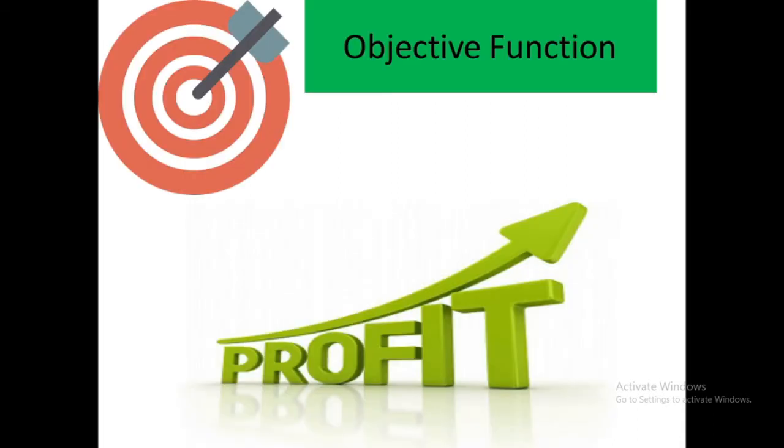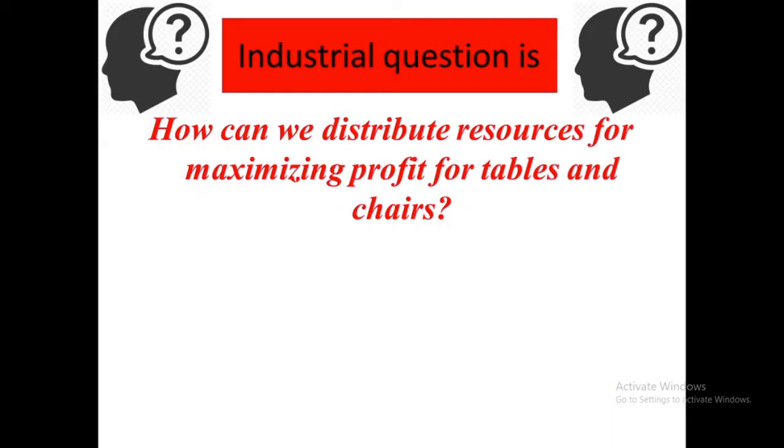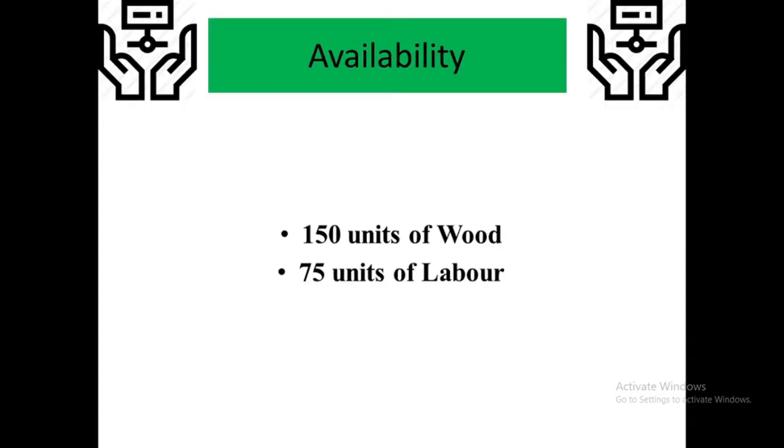Generally all industries have an objective function, like maximize profit. Maximize profit with the available resources like 4M: men, machine, material, and methods. Here the industrial question is how can we distribute resources for maximizing profit for tables and chairs in the carpentry industry. The carpentry industry has available resources of 150 units of wood and 75 units of labor.